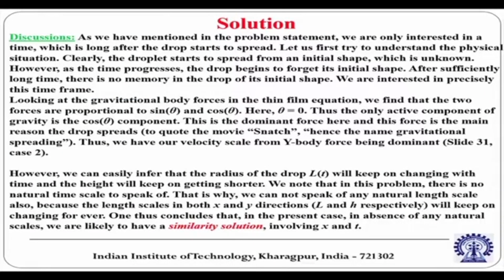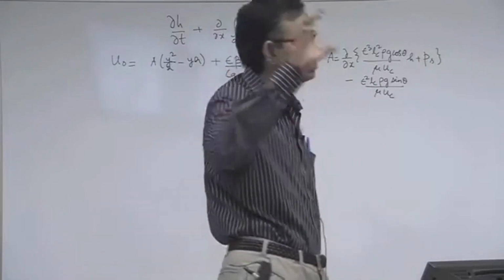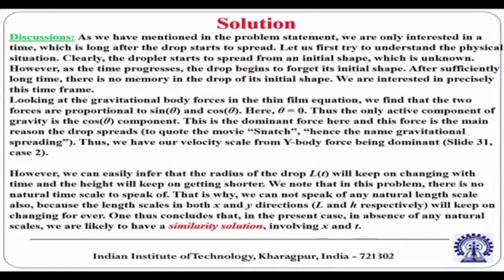So as we have mentioned in the problem statement, we are only interested in a time which is long after the drop starts to spread. Clearly the drop starts to spread from an initial shape which is unknown. See, setting up the length scale in this problem is very challenging, because the droplet's dimensions are continuously evolving. You do not have a fixed L, you do not have a fixed H, and these are continuously changing. After sufficiently long time, there is no memory in the drop of its initial shape. The droplet has completely lost its memory of its initial shape. We are interested in precisely this time frame, that is the physics that we are interested to capture.